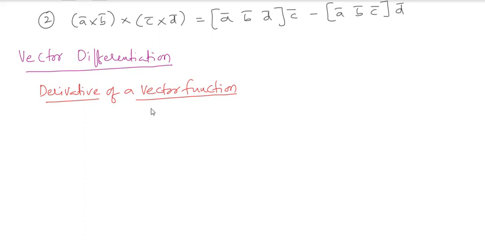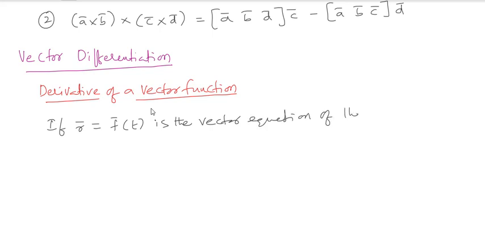Am I right or not? So how will you do this derivative of a vector function? Let me take that. If r bar is equivalent to f bar of t, the vector equation of the curve, then dr bar by dt, that is differentiation. That is a derivative only.